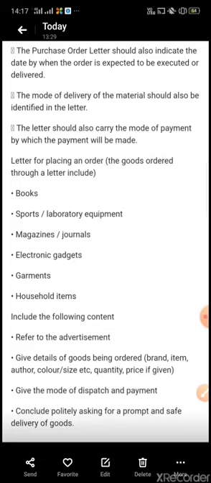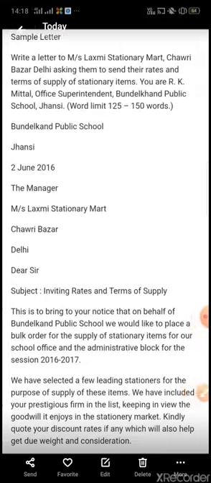Conclude politely, asking for a prompt and safe delivery of goods. When we are concluding the letter, we should politely tell the person who will execute the delivery that we want the delivery as soon as possible and we want a safe and secure delivery. It should not be damaged. We should say it politely. So these are the do's and don'ts we should remember.